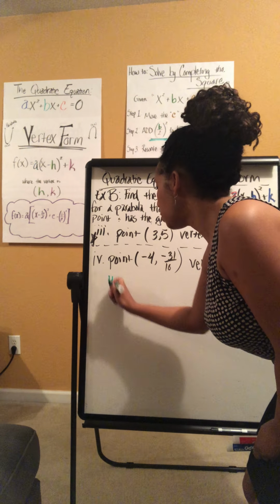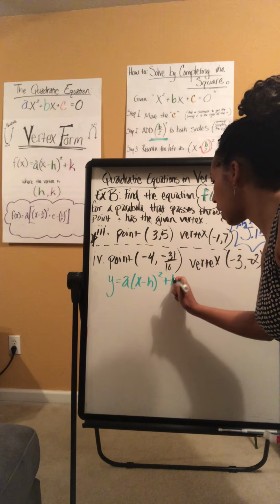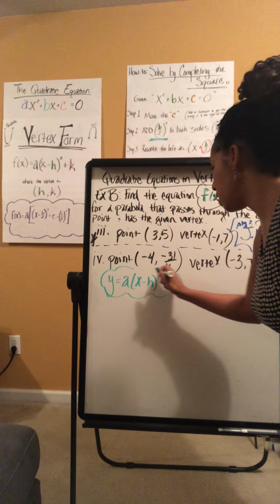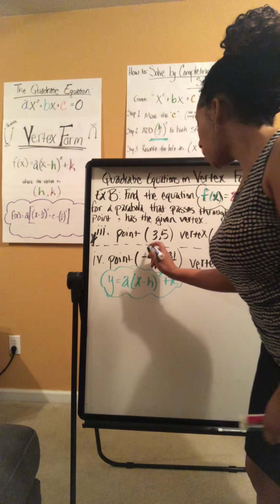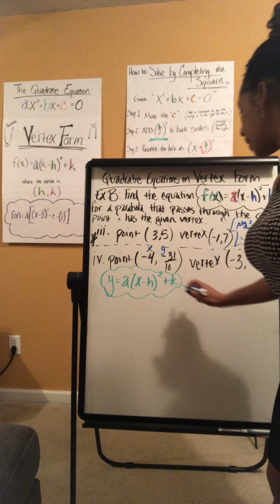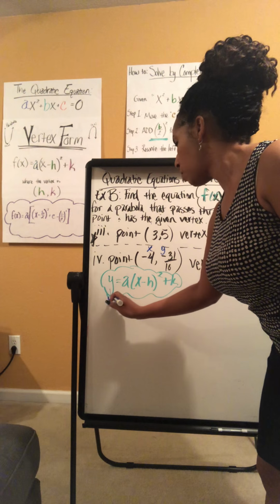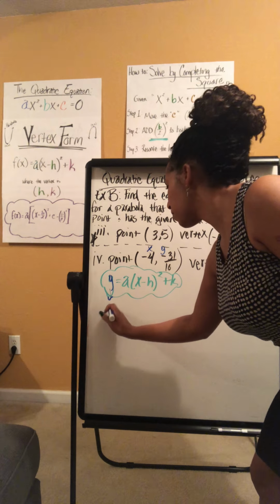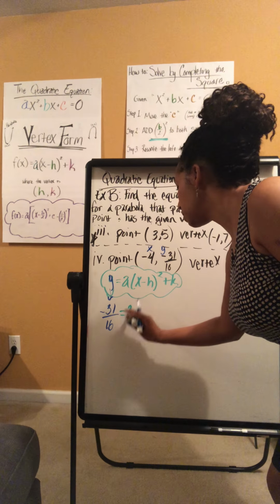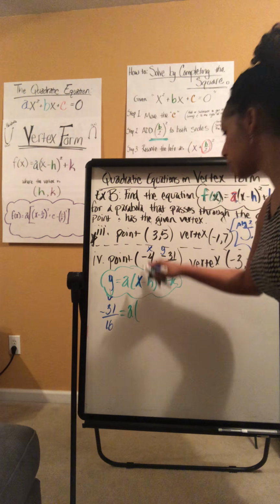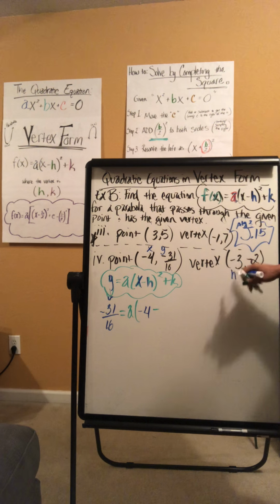We would have the equation y equals a times x minus h squared plus k. We'll fill in everything we know to figure out what we don't, which is the a. So the point is always going to be your x and your y. Your vertex will always be your h and your k. Y is the number negative 31 over 16. A, I do not know. X is the number negative 4 minus h. H is a negative 3.